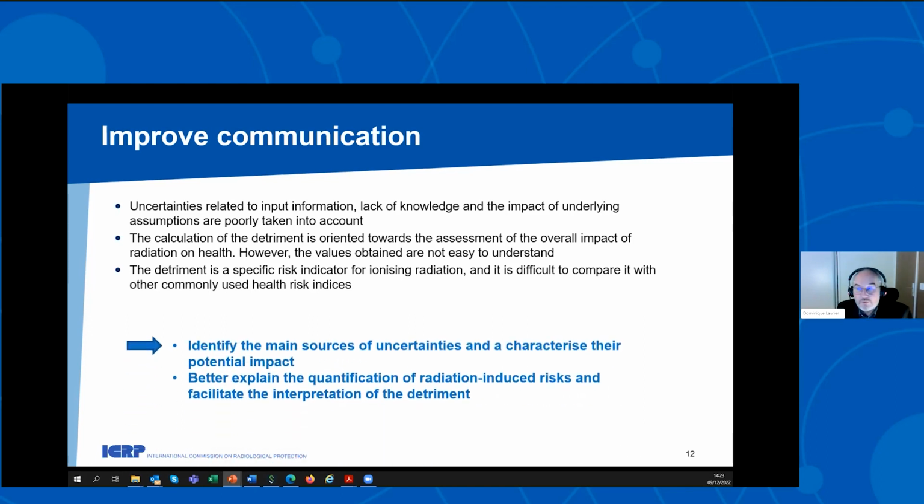So one route of improvement for the future is also to identify the main sources of uncertainties and to characterize their potential impact on the detriment calculation, and also to try to find ways to better explain the quantification of radiation-induced risk and to facilitate the interpretation of the detriment indicator in the future. And we have some ideas to improve this communication.